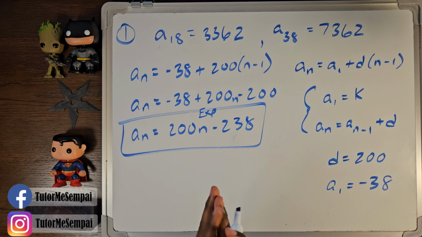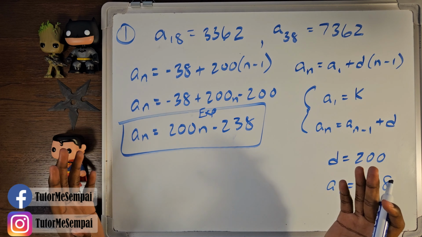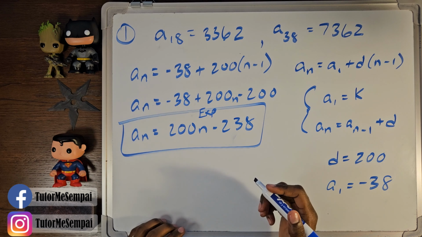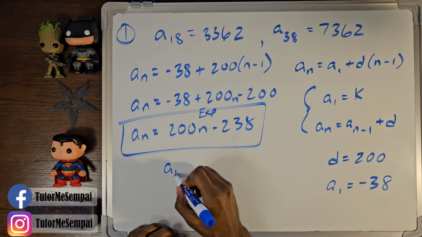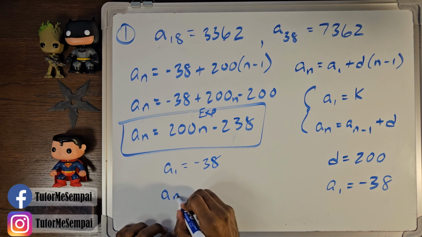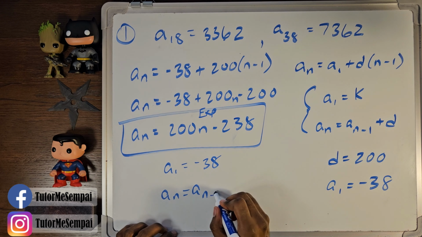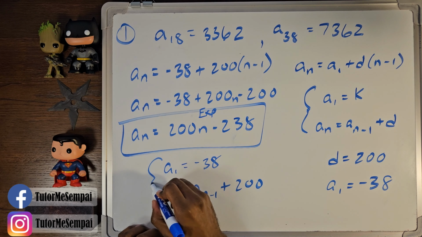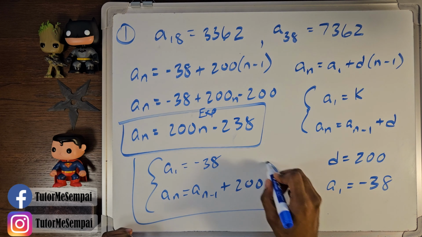Now, finding our recursive formula is going to be terribly simple because all we've got to do is plug in some numbers. There's no more simplifying that we need. We're just going to have a sub 1 equals our negative 38, and a sub n equals a sub n minus 1 plus our 200. This is going to be our recursive formula.